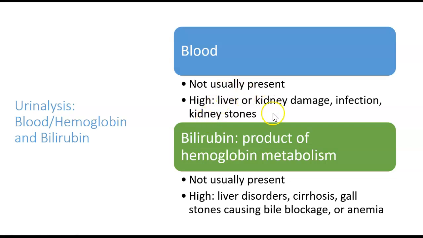Blood is not usually present in your urine. If you do have blood, that can indicate liver or kidney disease, infection, or kidney stones. Bilirubin is also a product of your blood, or your hemoglobin that's attached to the blood cells, breaking down. It should not be present in urine. If it is, then that can indicate a liver disorder, cirrhosis, gallstones, or something that's causing the bile ducts to be blocked. It can also be found in people who are anemic.